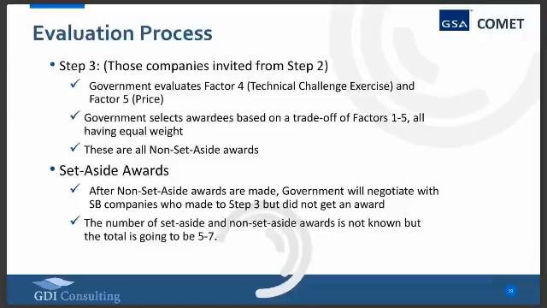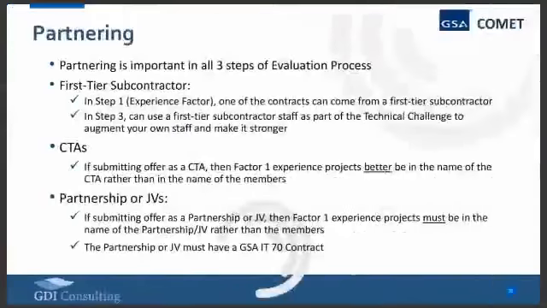Now, the government hasn't said how many set-asides and how many non-set-aside awards they're going to make. The overall picture is between 5 to 7. But this 5 to 7 might be 7, and all of them might be large businesses because no small businesses got to step 3, or perhaps 4 or 5 of them can be small businesses because they got to step 3 and they were better than the others. So at least they haven't set out any limits for set-asides or non-set-aside awards. So this is the evaluation process.